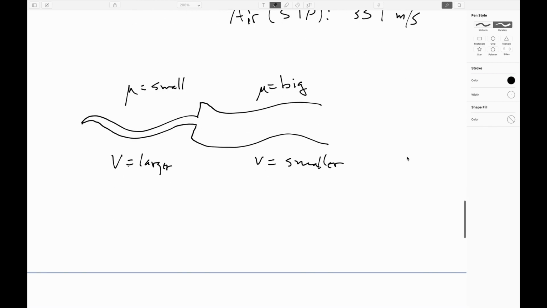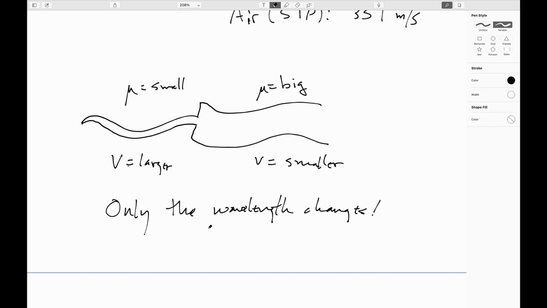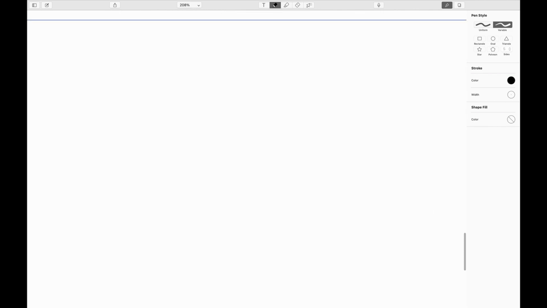Okay, so believe it or not, in this situation here, only the wavelength changes. The frequency will stay the same. The only way I can think to justify that at all is to tell a story about a very well-organized jailbreak. This is a story that was told to me when I was first learning this. Maybe it'll be useful for you.